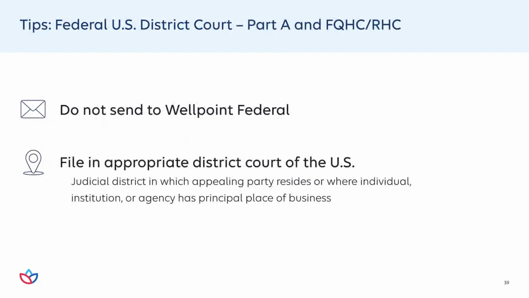On slide 39, we're reminding you that because this Level 5 appeal is submitted through the federal U.S. District Court, you're not sending these to us. You're not sending them to WellPoint Federal. You're filing your Level 5 appeal in the appropriate district court for the United States. So the judicial district in which the appealing party resides, or where the individual, institution, or agency has their principal place of business. That's where you're going to file for your federal U.S. District Court Level 5 appeals.